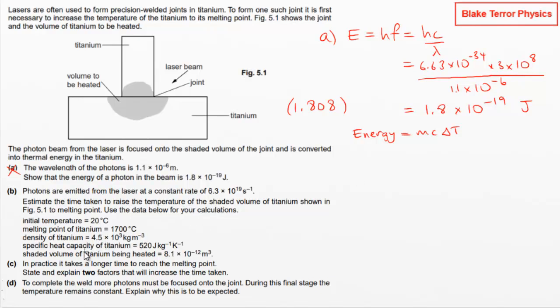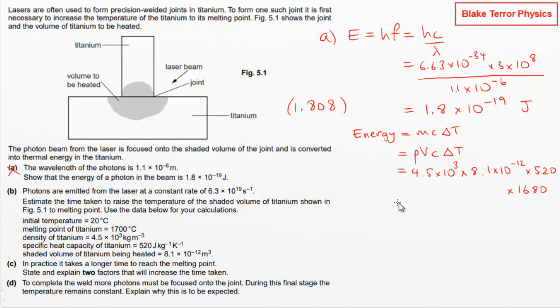They've given us, right, we've got a volume and a density, so we're going to have to change that to density times volume times c times ΔT. We've got all of those bits. So our density is 4.5 times 10 to the 3. Our volume is 8.1 times 10 to the minus 12. Our c is 520. And our ΔT is, it's going from 20 up to 1700, so 1680. So that is all of the energy that's put in.